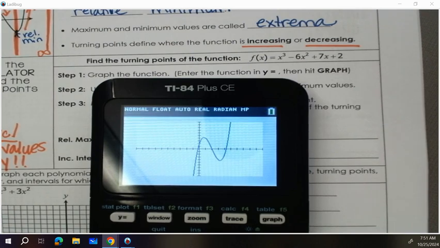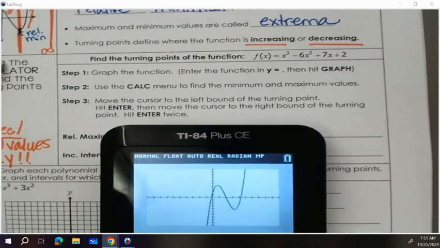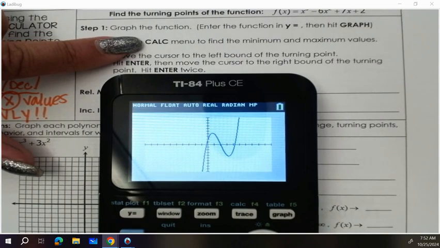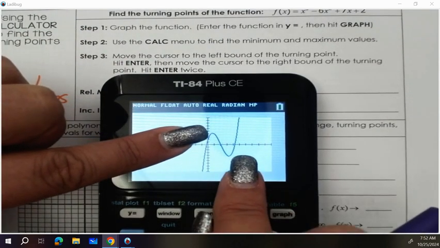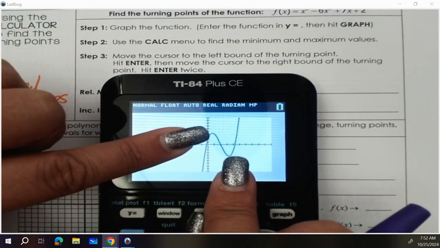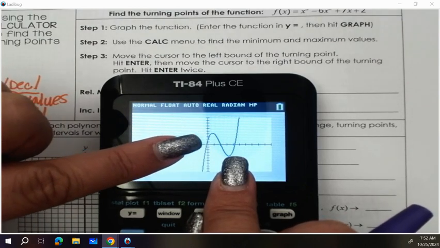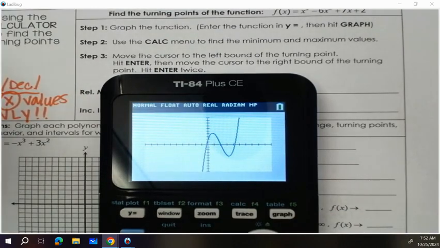Okay, here's our graph. It says use the calc menu to find your maximum and minimum values. So I can see my relative maximum is right here and my relative minimum is right down here. The calculator calculates these for us. We just have to do the whole left bound, right bound thing so it knows which section of the graph I want you to find the maximum in.